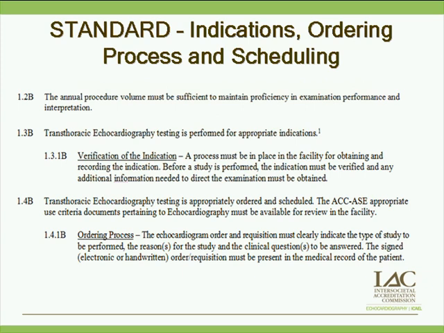The annual procedure volume must be sufficient to maintain proficiency in examination performance and interpretation. Here you're going to notice there are no numbers. It just says that it has to be sufficient to maintain proficiency. So we don't set a number on how many studies have to be performed. If you want to get an idea of what is recommended, they are listed in the recommendations for you to have a look at, but you'll notice that the standards or the musts don't include a number.